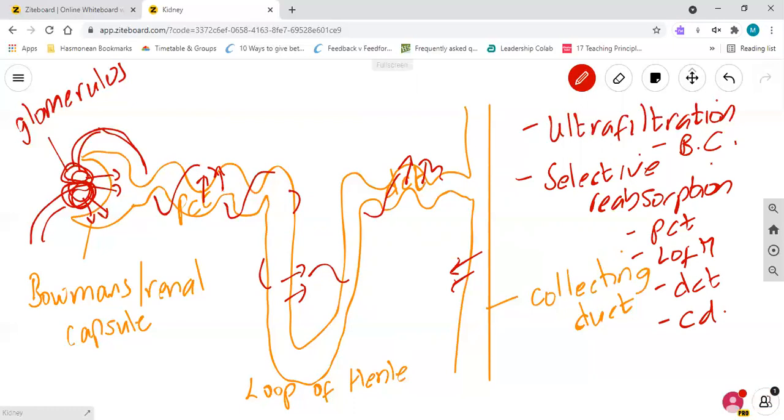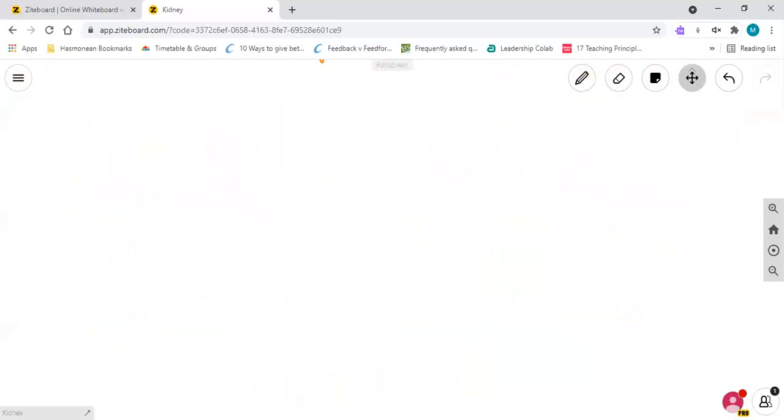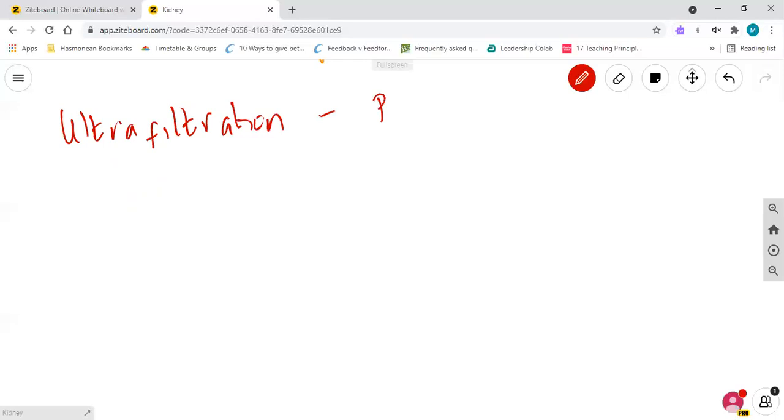Take everything you want into the filtrate and then reabsorb everything except the things you want to go out into the urine. So let's have a look at the process, first of all, of ultrafiltration, which, as we said, occurs in the Bowman's or renal capsule.